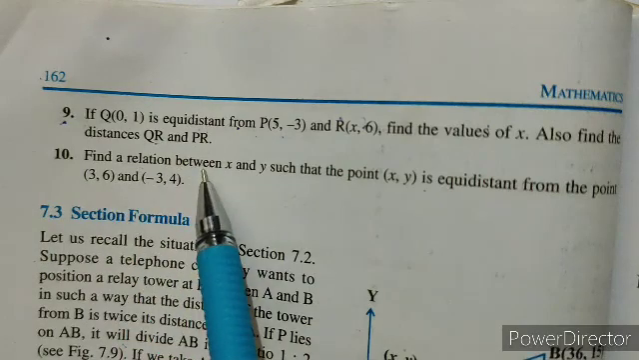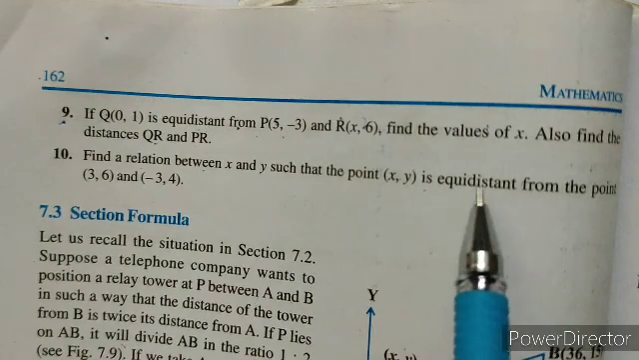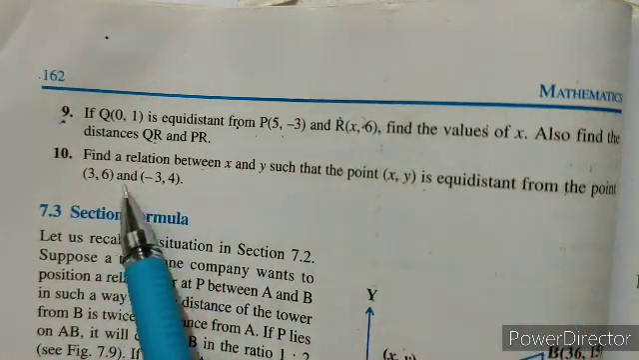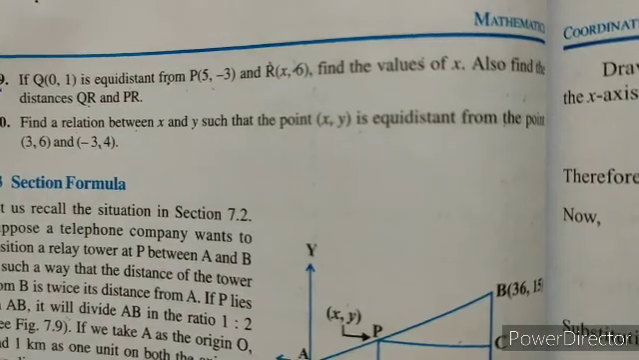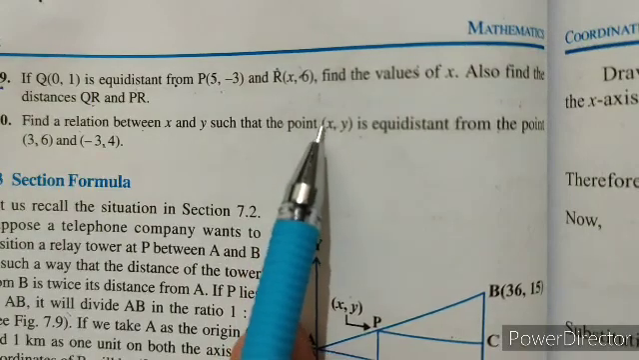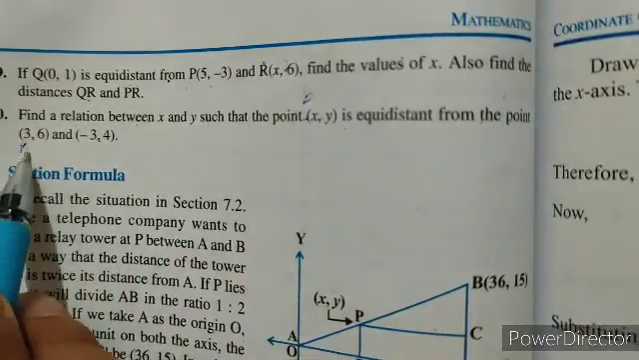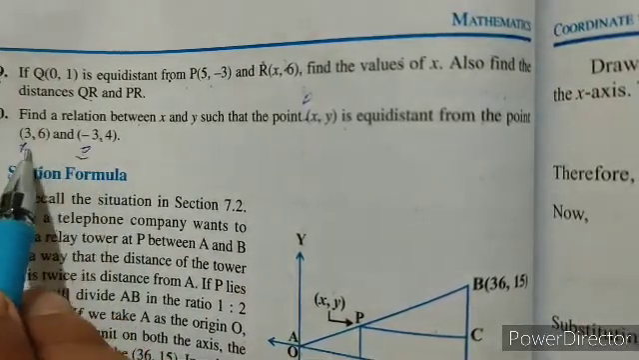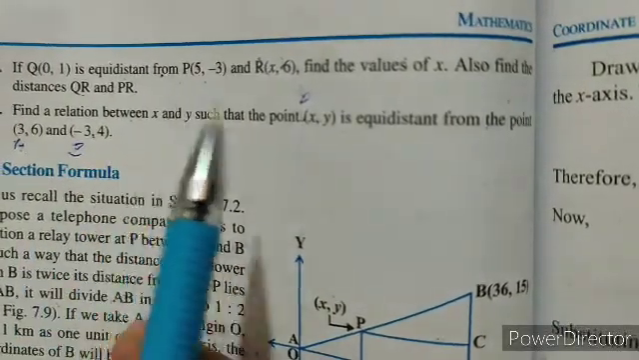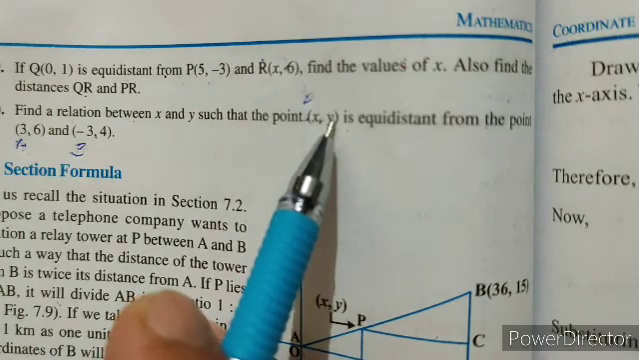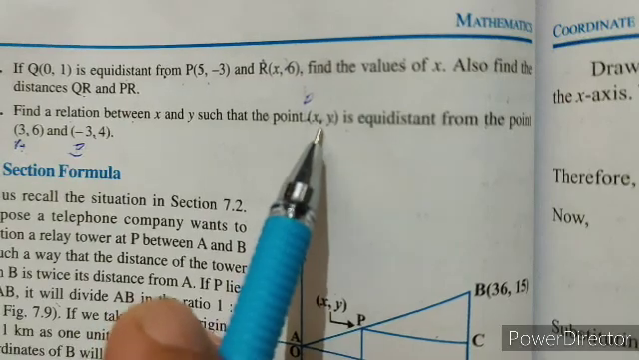Now write the relationship between x and y such that the point (x, y) is equidistant from the points (3, 6) and (-3, 4). That means if we are taking this point as P and (3, 6) as A and (-3, 4) as B, then PA will be equal to PB, and from this we can find the relationship between x and y. Here we don't have to find the values of x and y, we have to only find the relation between x and y.